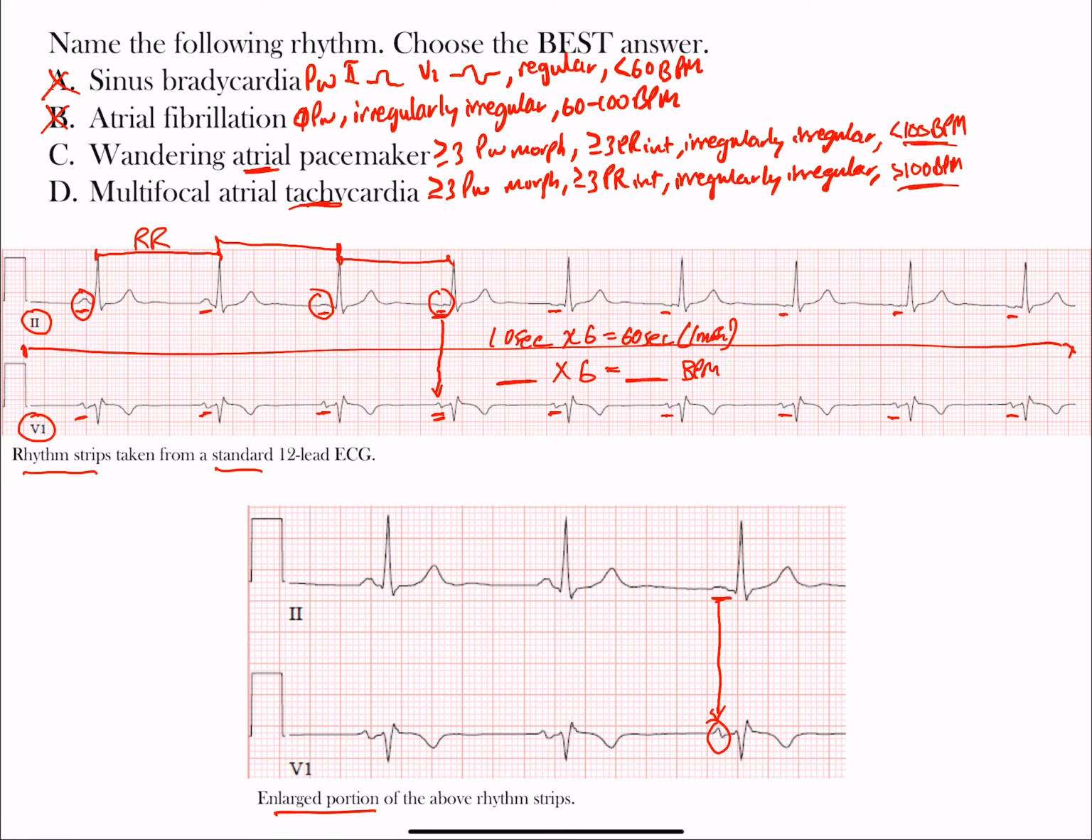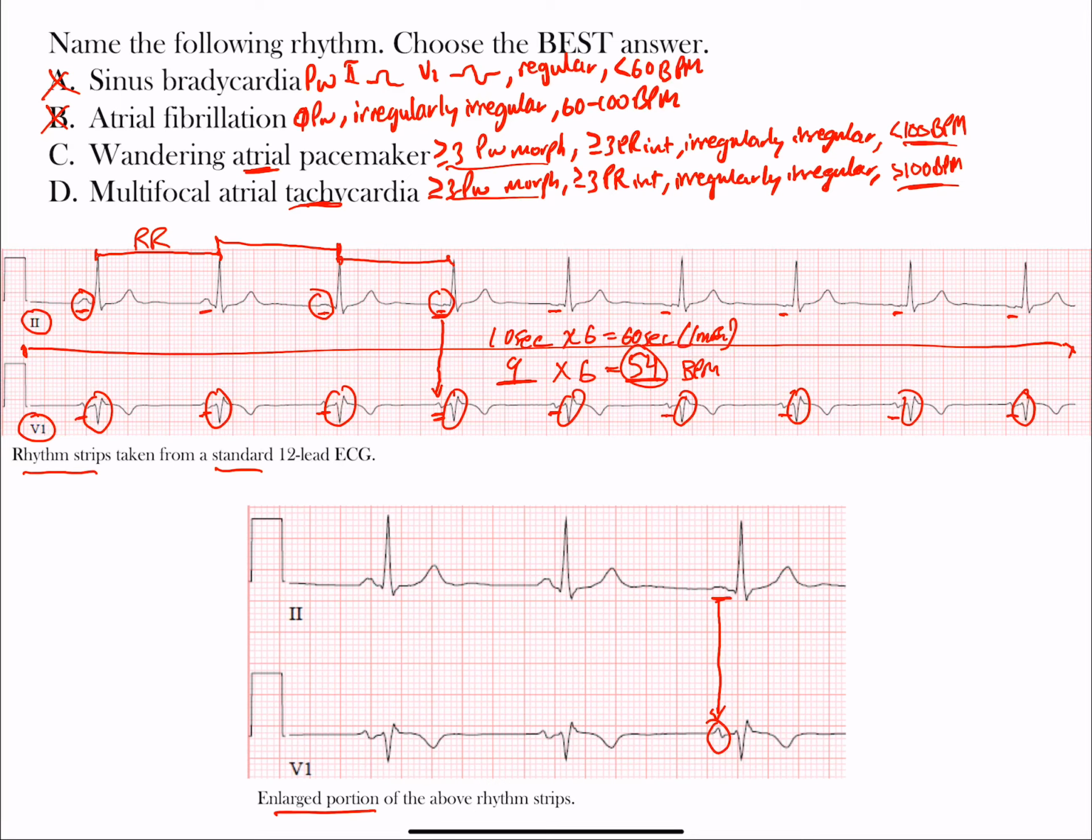So let's find the ventricular rate. We'll count 1, 2, 3, 4, 5, 6, 7, 8, 9. So you would do 9 times 6, and that's 54 beats per minute. 54 beats per minute is less than 60, so it's a bradycardic rate. But this is not sinus bradycardia, so don't get tricked, because we saw different P wave morphologies. Instead, we see at least 3 P wave morphologies.